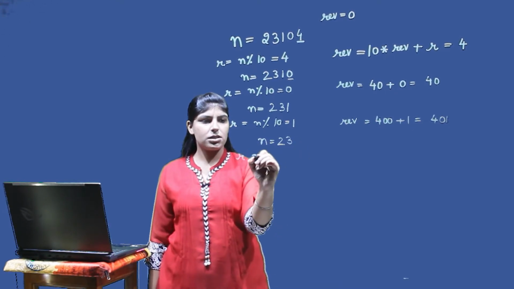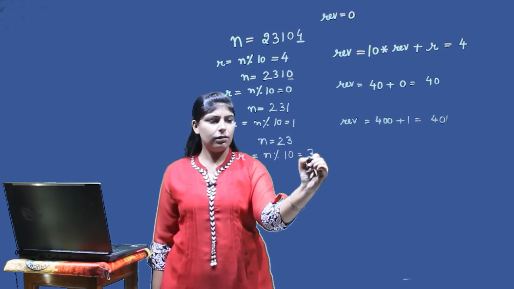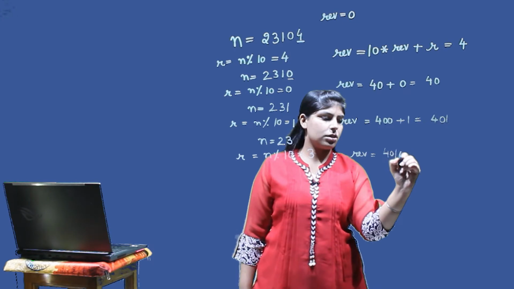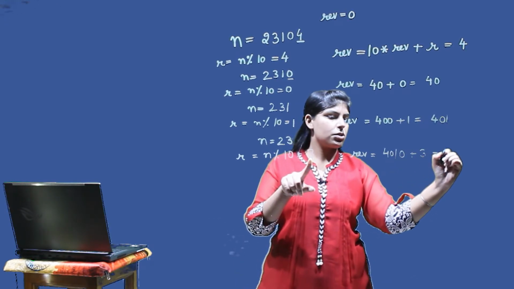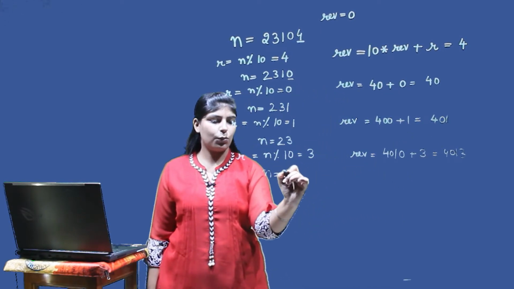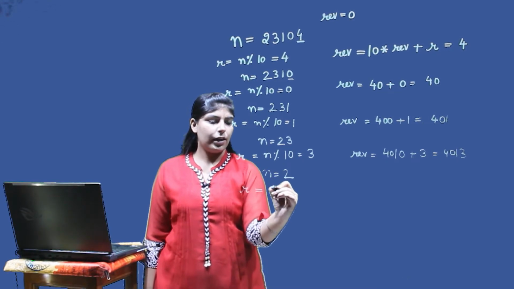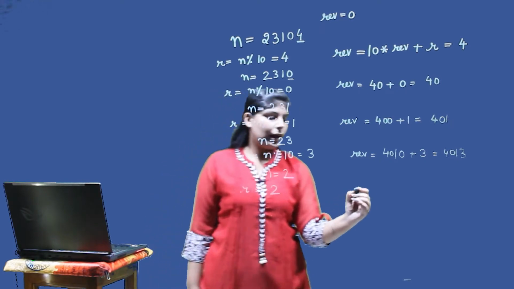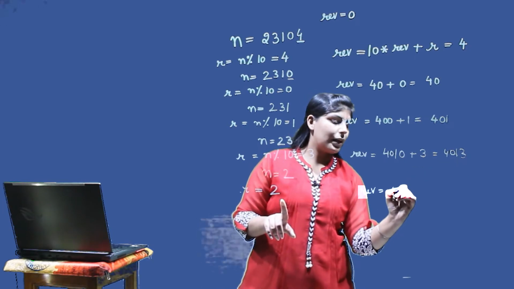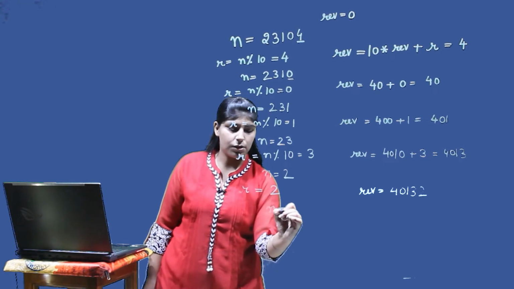Now I'll calculate the last digit of this number by using n mod 10. I'll get 3 here. So now my reverse will become 4010 plus 3. So this will be 4013. Again, I'll update the value of n to 2. So I can calculate the last digit as n mod 10, that will be 2. And I'll update the reverse value as this multiplied by 10 plus 2. So I'll get 40132. Now n will be updated to 0.